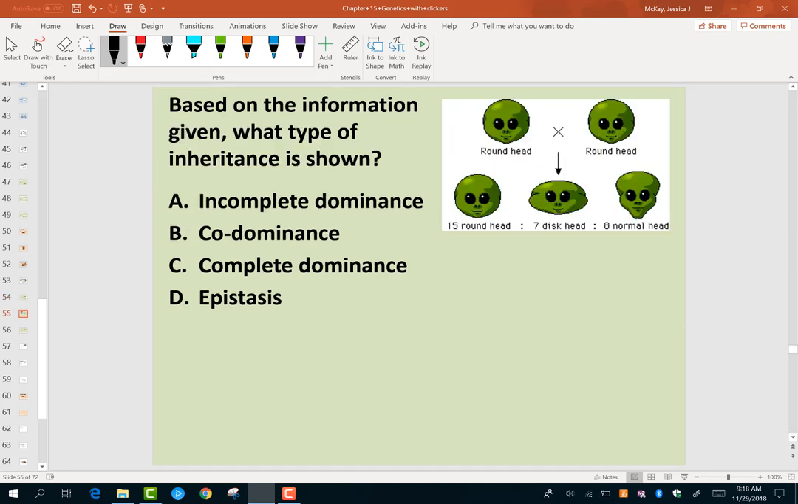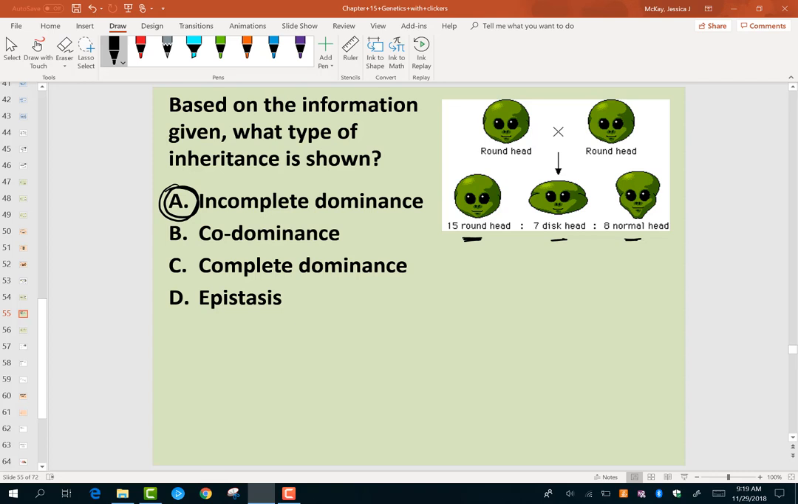Based on the information, what type of inheritance is shown? So we have round, we have normal, and we have disc. So we don't have both. We have some kind of intermediate between these three phenotypes. So this is incomplete dominance.